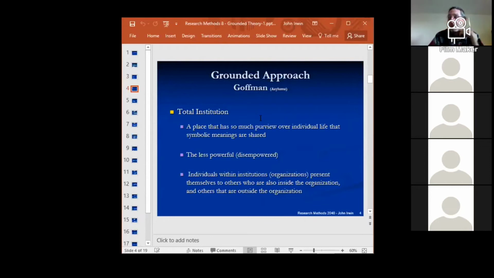So his first book is called Asylums. And that is a straight sociological description of what he saw. He develops this notion of a total institution. The total institution is that piece that has purview, an important word, purview over your life. Whatever you do occurs because of the thing that overarches your life. It's bigger than you. So if you live in a jail, if you live in a psychiatric facility, they oversee your life.